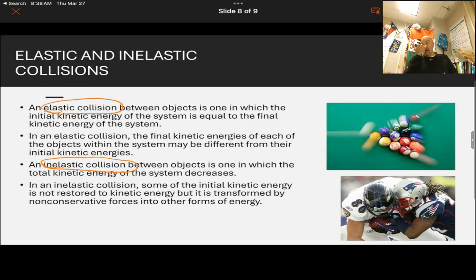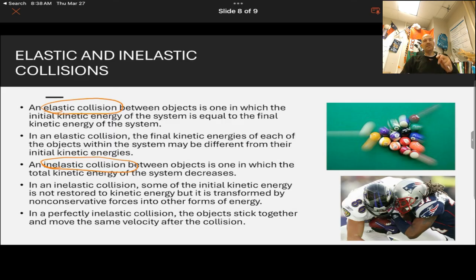The common forms of energy that will show up are sound, heat, and general deformations of the objects. And then when a collision is perfectly inelastic, two objects will hit and collide and they will stick together and move off as a big mass with a common velocity at the end. And so there are different ways.